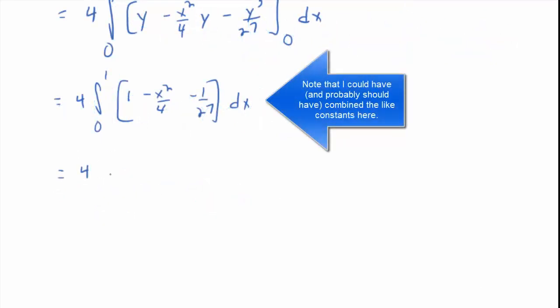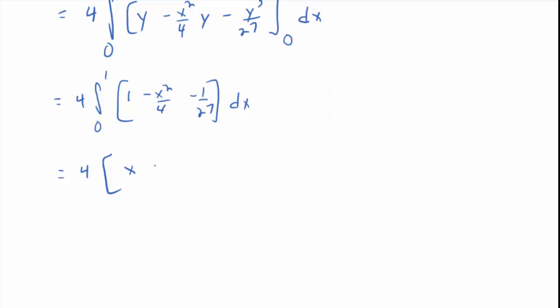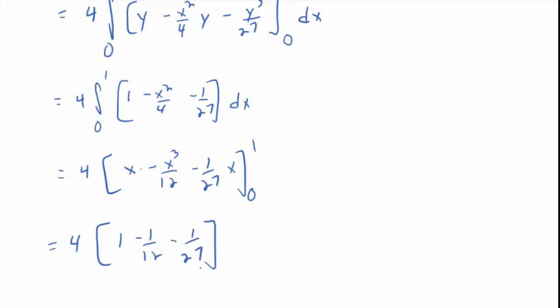So now integrate. What do you get with respect to x? x, and then x cubed over 12. And then minus 1/27 x, evaluated from 0 to 1. So you get 4 times, 1 minus 1/12 minus 1/27.